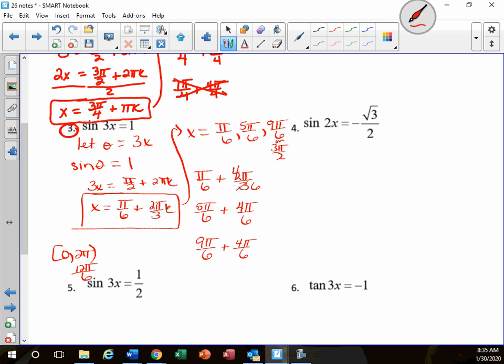Now, to have some idea of how many answers you should have to begin with, you get one answer here, right? For sine of theta equals 1, that gave me one answer. I'm going to have 3 times that. So I should expect 3 answers in the end. So if this gave me like 2 different answers, and there was a 3 here, how many answers am I going to get at the end? 6. Yeah, okay. Does that make sense, guys?